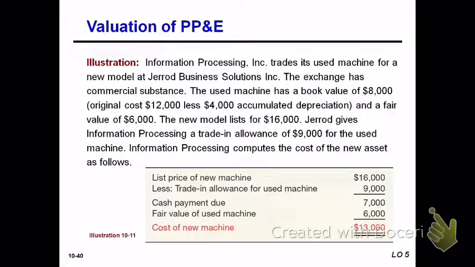The machine they're going to be getting has a list value of $16,000, and they're going to give a trade-in allowance for the machine they're giving back. So there's a cash payment due. They're saying the machine that they have on the books for $8,000 is worth $9,000. So they're going to be making a payment of $7,000 in addition to giving up the machine that has a fair value of $6,000. So the new machine is going to be listed as having a cost basis of $13,000 because that's what we gave up for it.